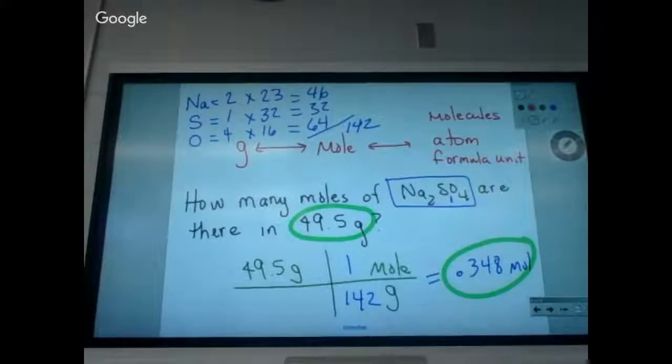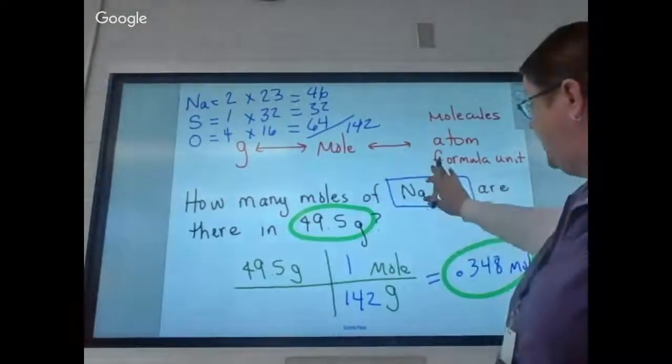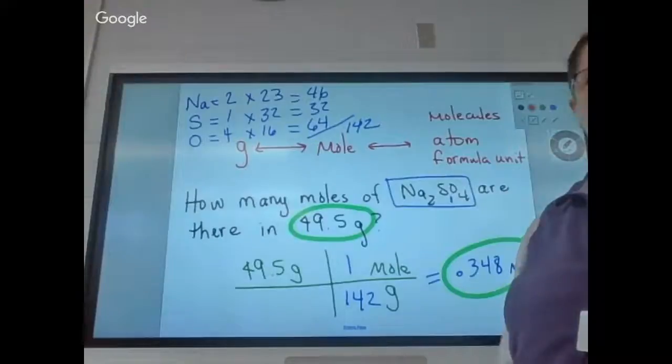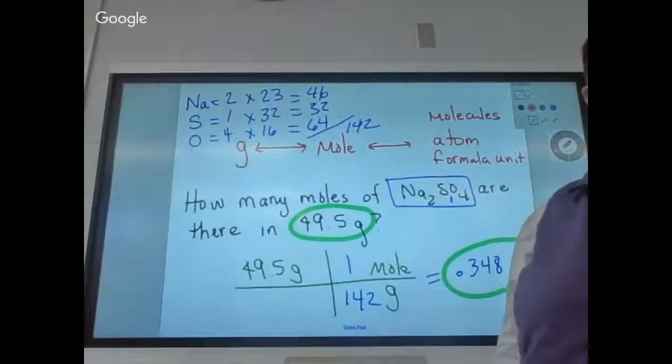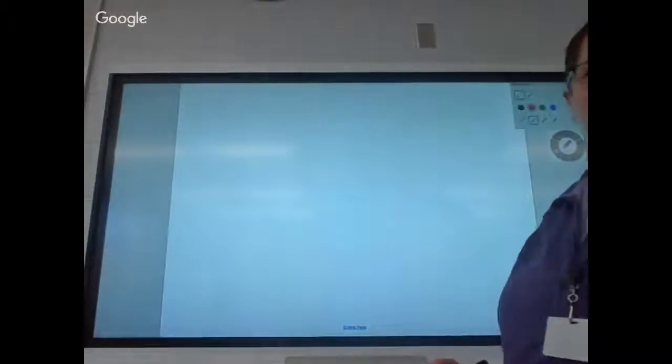Is there a time where you have to disregard the mass and only look at the atoms? Yes. If it had just said there are moles of sodium and it didn't say Na2SO4, it just said sodium, then you just look up there and get sodium. On our test? Yes. I told you. I'll tell you when the end of the test gets here.